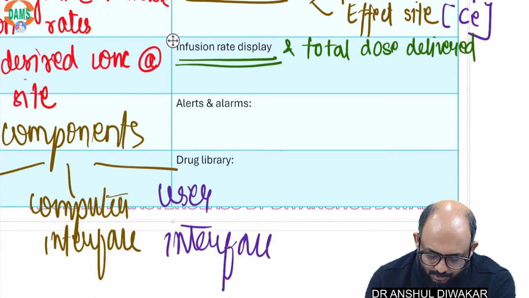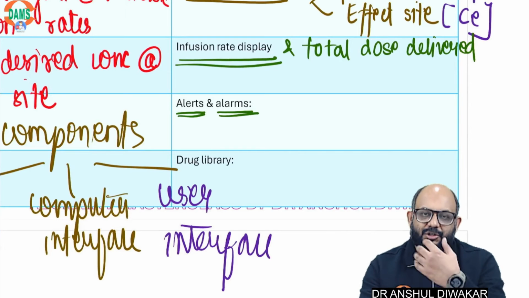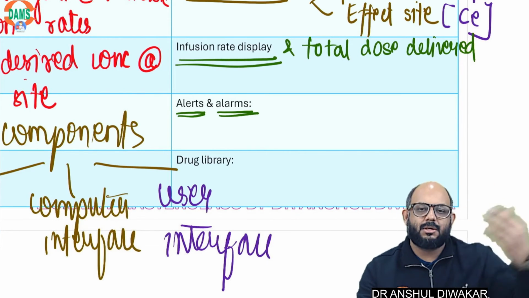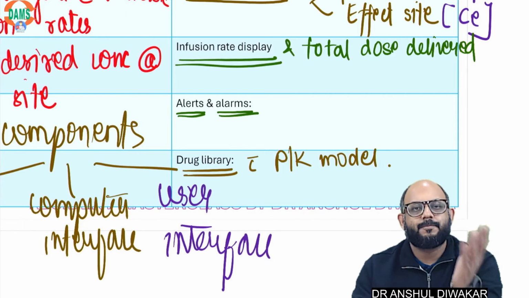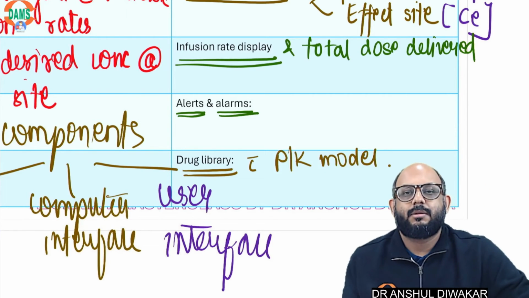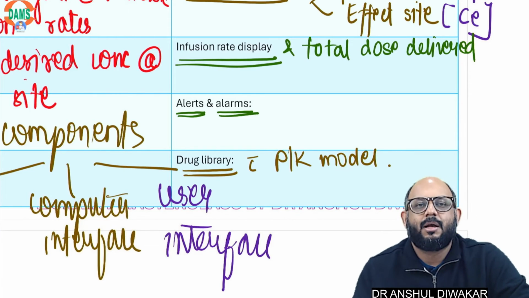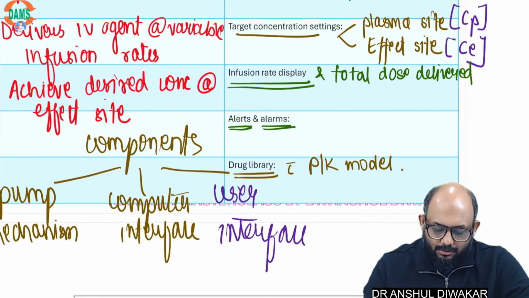Then you have options of alerts and alarms that you can set, that can be based on infusion rate, the pressure in the syringe, and the alarms whether you have reached the total dose, the max dose, the toxic dose. And then you have a drug library with pharmacokinetic models. So whether it is propofol, so you will give an option of Marsh, Schnider, Eleveld. Then you have Minto model for remifentanil. If you are using pediatric, then it can be Paedfusor or Kataria. So you get the name of the drug and the model along with it, right?